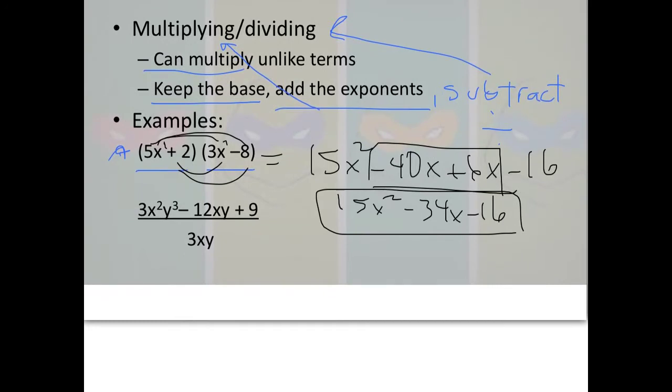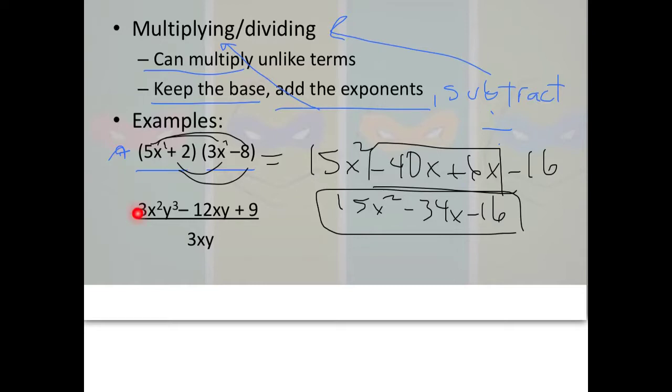Alright, so now we are dividing. As you can see, this is all of this stuff divided by that. So the idea, keep the bases, subtract the exponents, but basically what we're doing is we're just splitting up this numerator by the denominator. So this is going to be divided here, here, and here. It's like three separate problems.